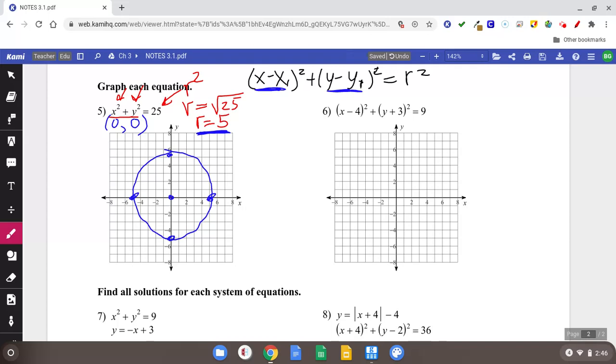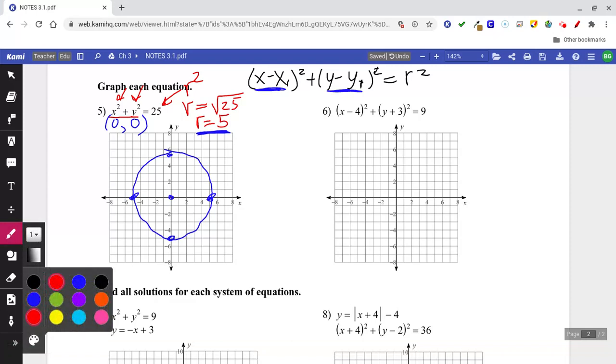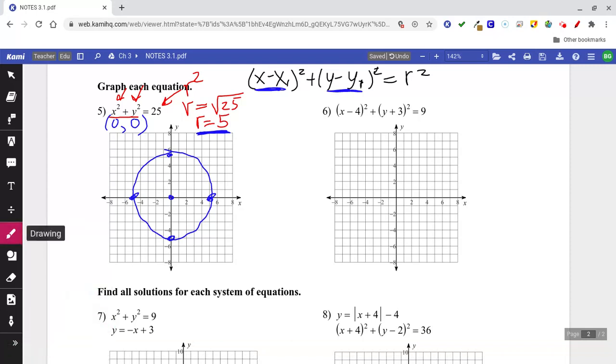So then the next one. You look at your transformations, and I like to think of it as what makes 0. What makes 0 is a 4 and a negative 3. You can think about your transformations if you want, but that's your center. (4, negative 3) is the center of this circle. This number is r squared. So take the square root of 9, and that's your radius. Radius is 3. So from the center point, go to the right 3, up 3, left 3, down 3, and that's going to be a pretty good idea of what your circle looks like.